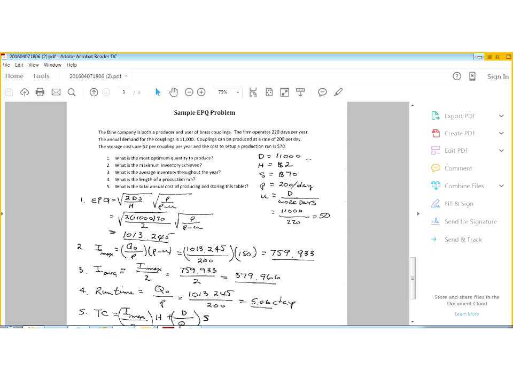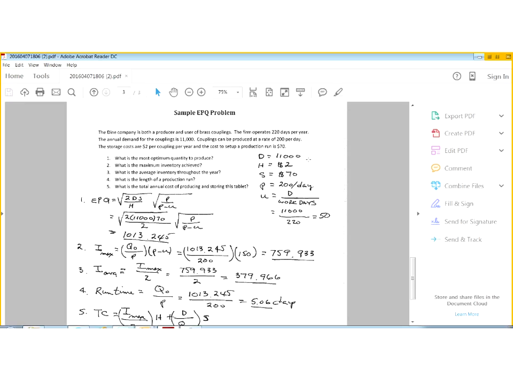The definition of holding cost is this. For this coupling, if we kept one coupling in inventory for 1 year, 365 days, it is going to cost us an additional $2 over and above the cost of making it in the first place. So you don't ever multiply these holding costs by anything. So it's just $2, that's it. The setup cost is pretty straightforward. There's not going to be anything tricky about that, $70.